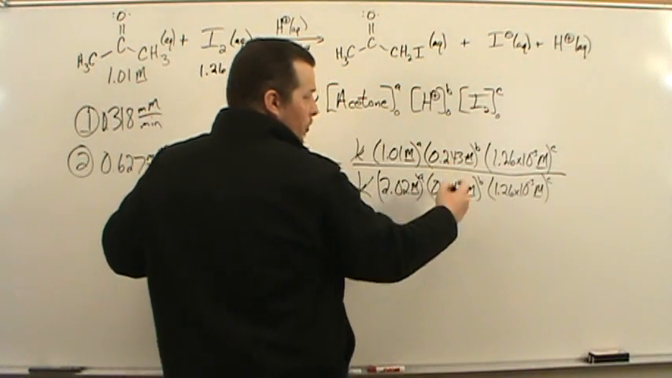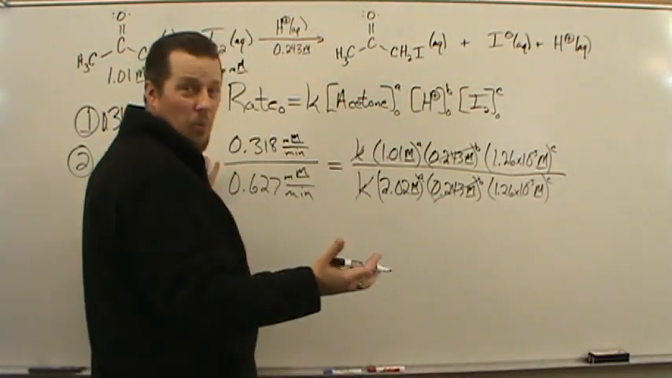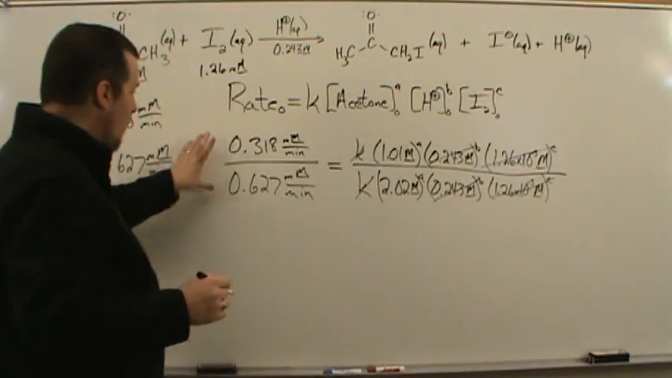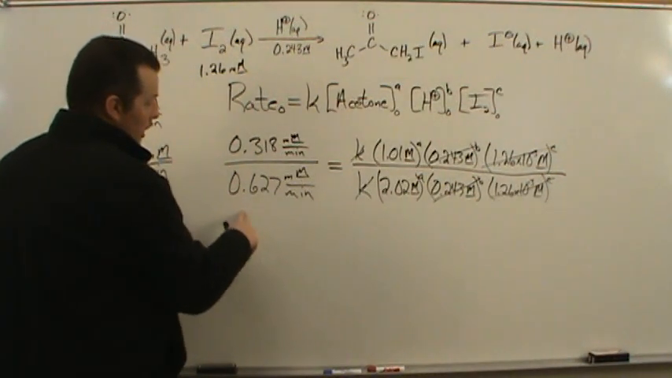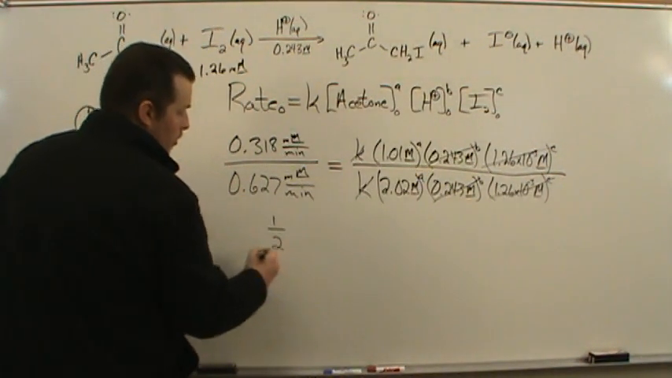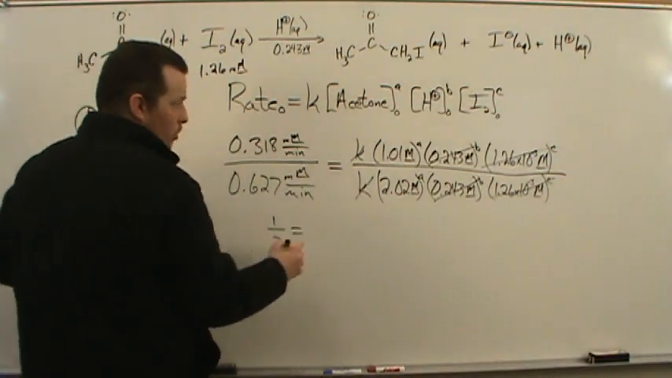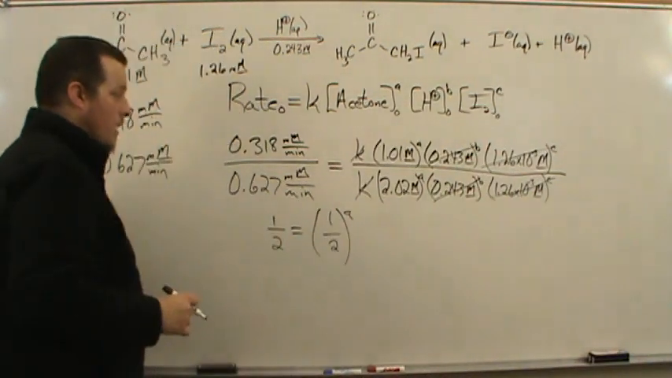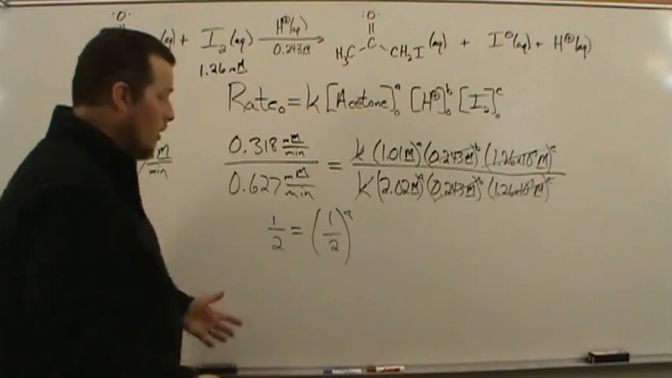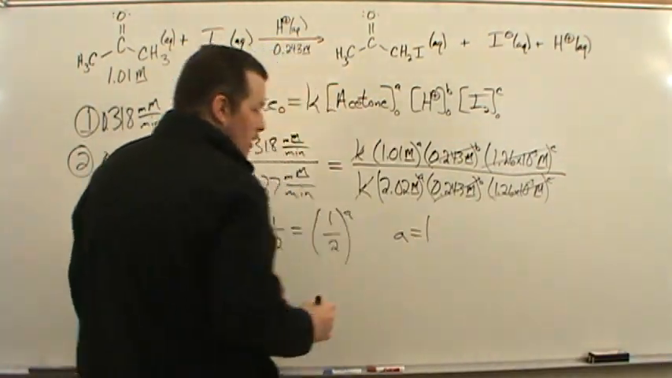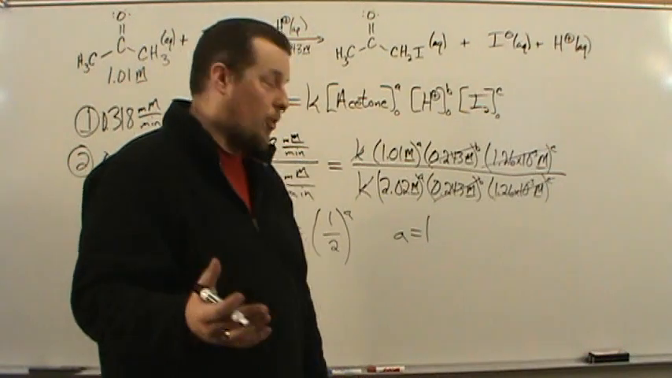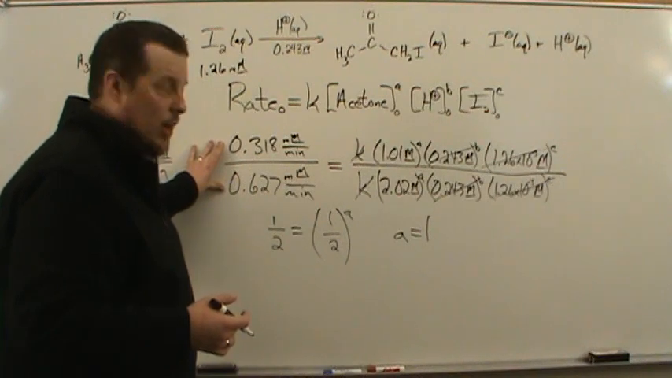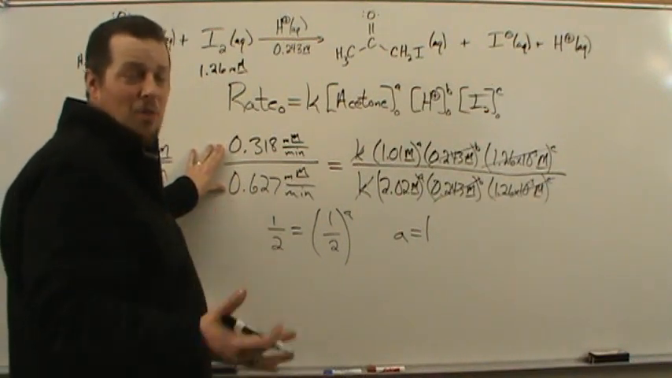0.243 to the B, 0.243 to the B, those cancel, even though we don't know what B is. Those cancel, even though we don't know what C is. So we're left with something that looks like 1 over 2 is equal to 1 over 2 to the A. What must A equal? The reaction must be first order with respect to acetone. Now this is qualitative because I don't think this is exactly 1/2. We can figure those out mathematically.